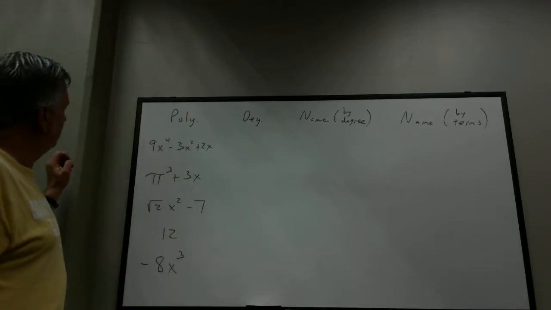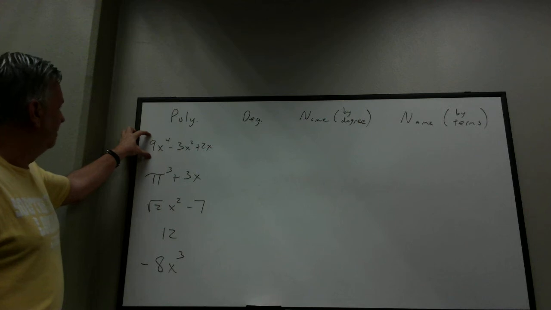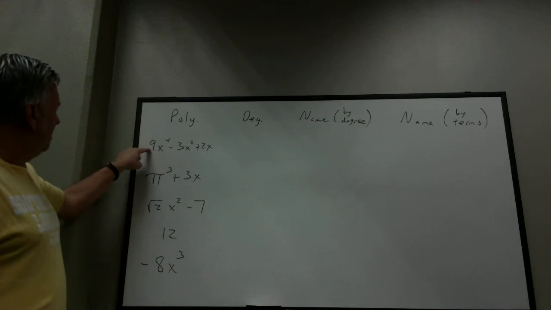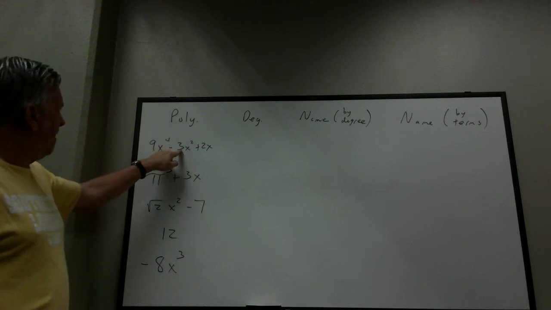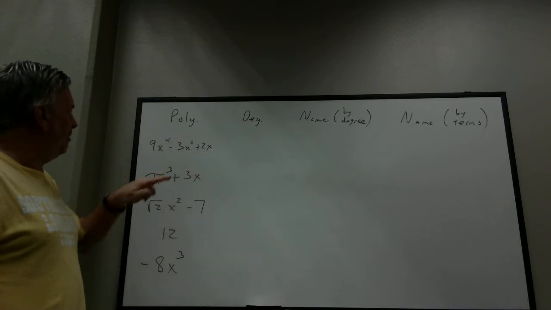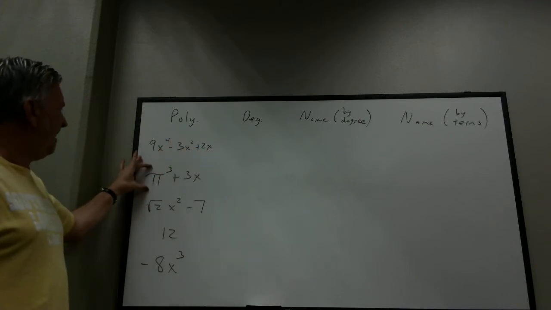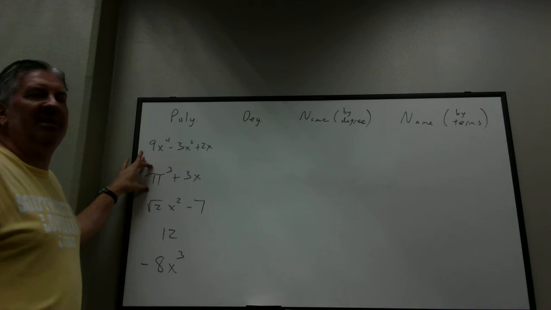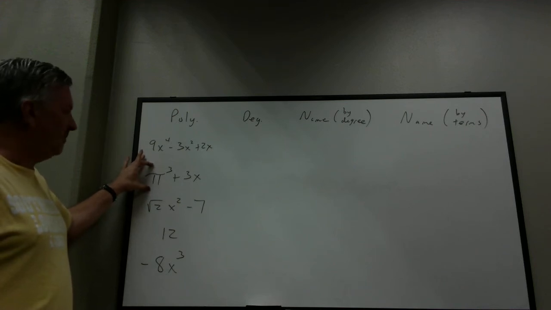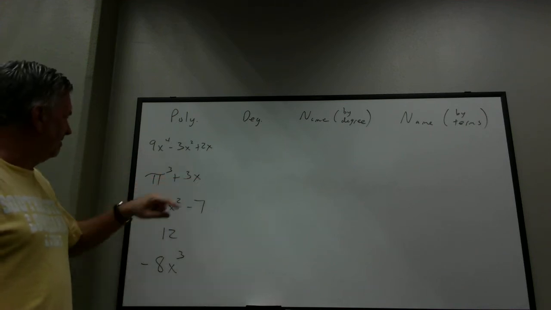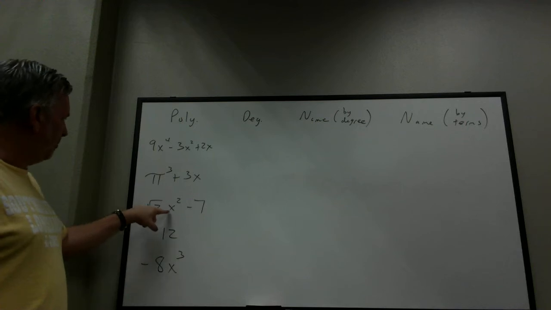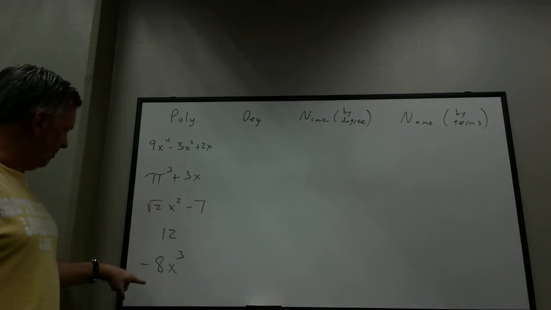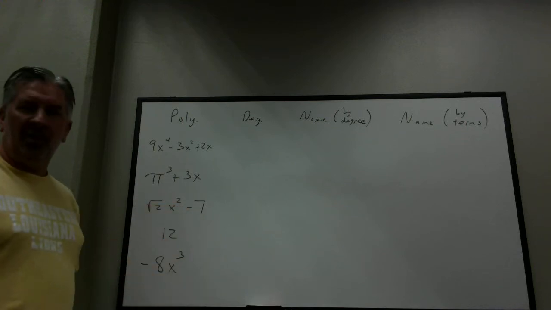Okay, so we have all these. Well, first of all, do you agree that all these are polynomials? Real number x to the 4th minus real number x squared plus real number x. Pi cubed. Pi is a number. Pi cubed is a number. That's a real number times x. Root 2, real number x squared plus real number x cubed. They're all polynomials.